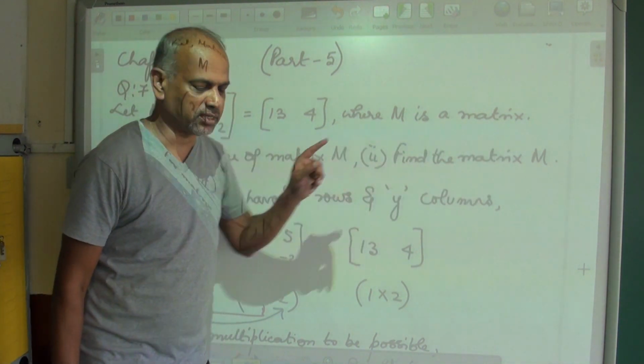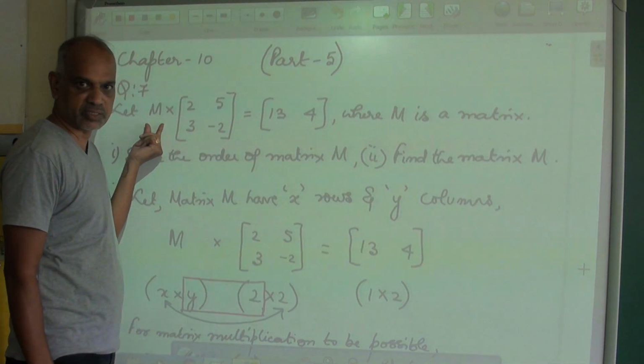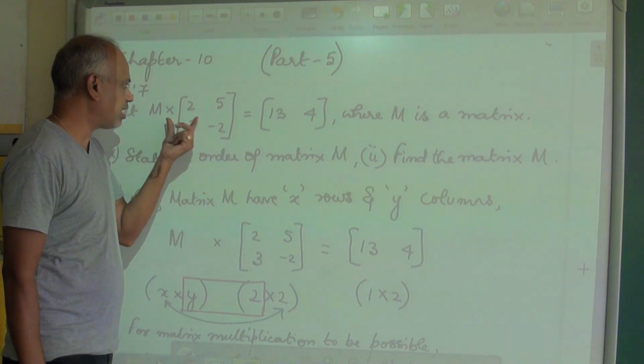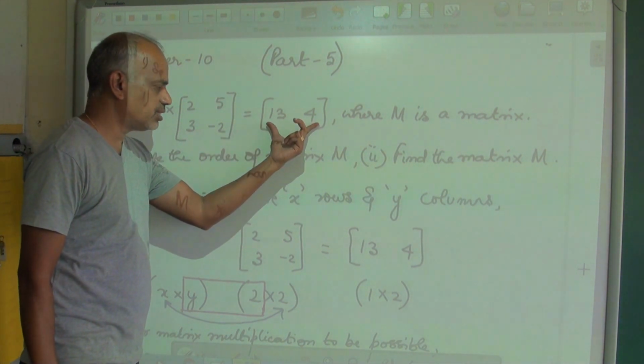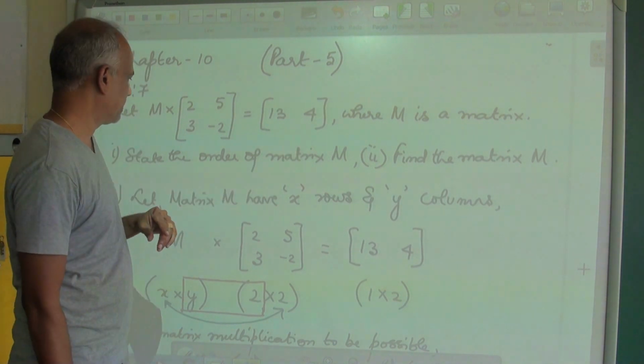where M is a matrix. So this is also a matrix. M is a matrix multiplied with another matrix to give you this as the result, which is also a matrix.